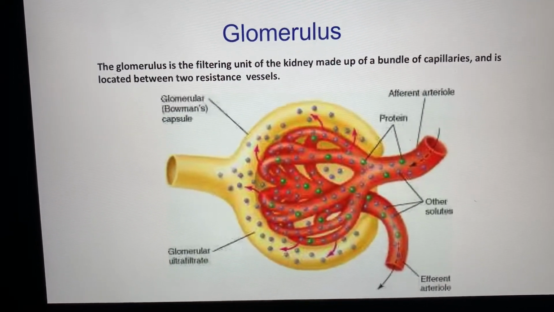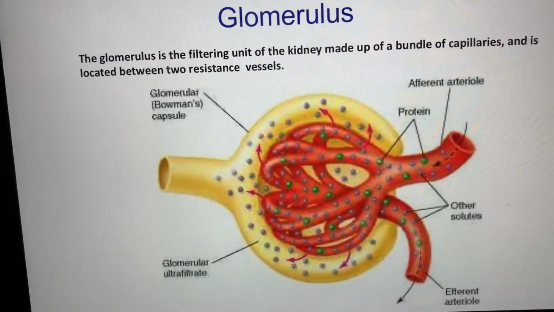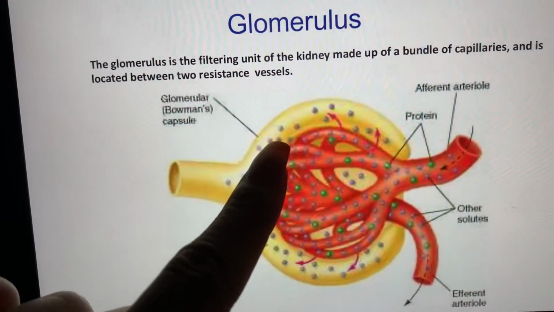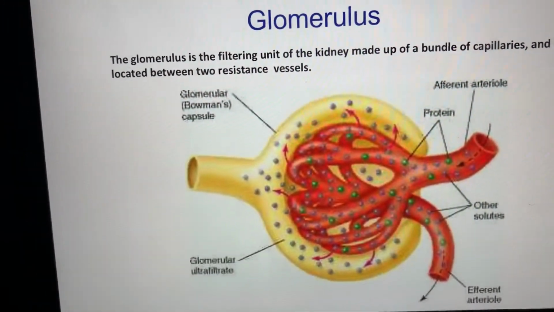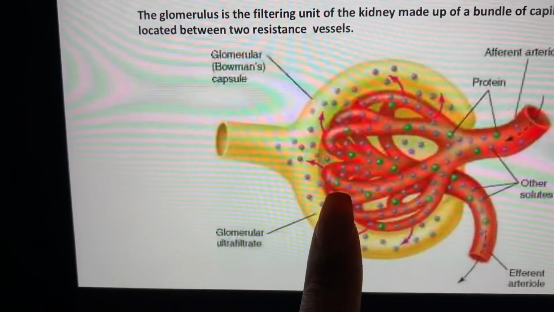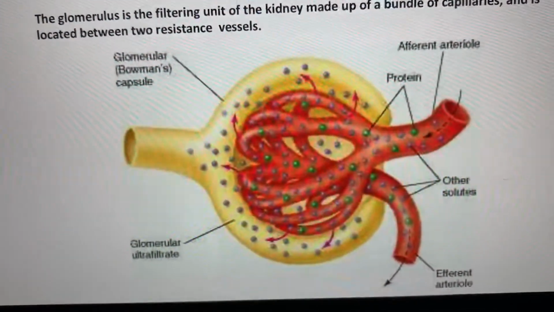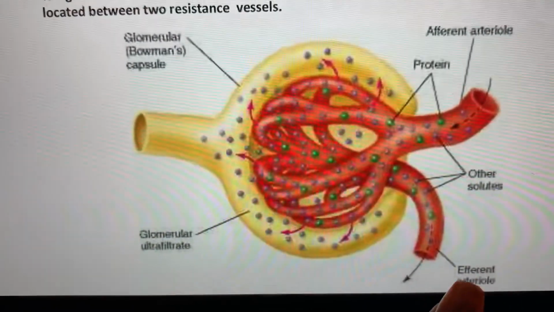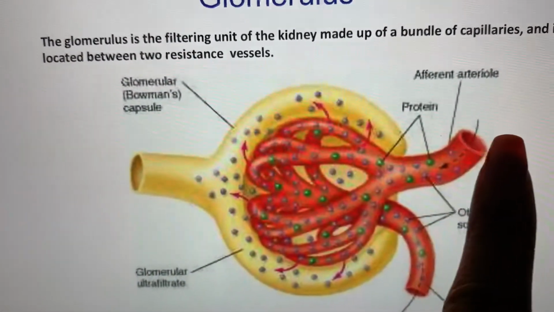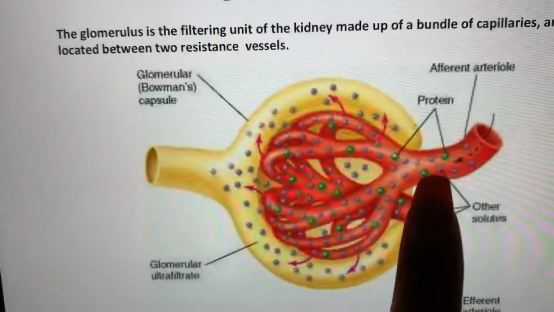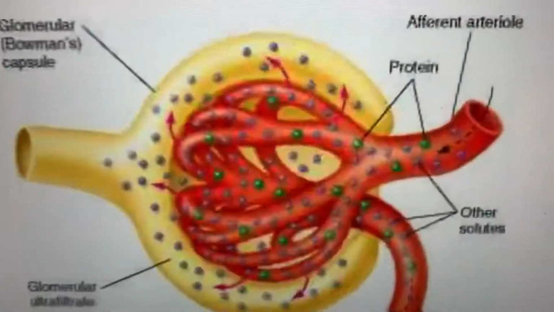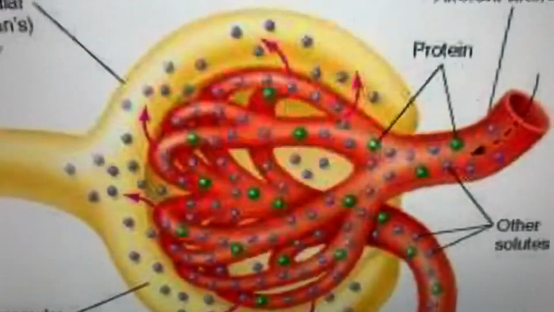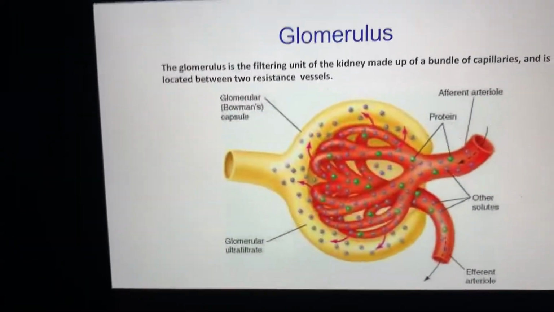two resistant vessels. On this diagram, you can see the glomerular capsule, which is also known as Bowman's capsule. You can see the glomerular ultrafiltrate, the efferent arteriole, where the substances come out, the afferent arteriole, where the substances go in, and then in green are the protein, if you can see those little green dots, and the purple is the other solutes.